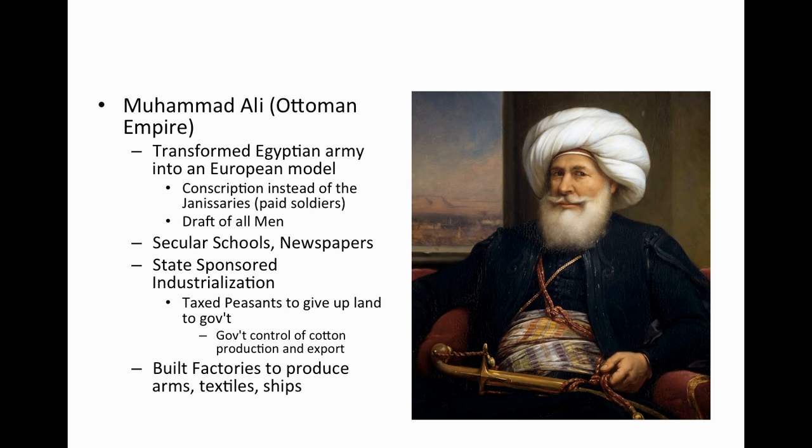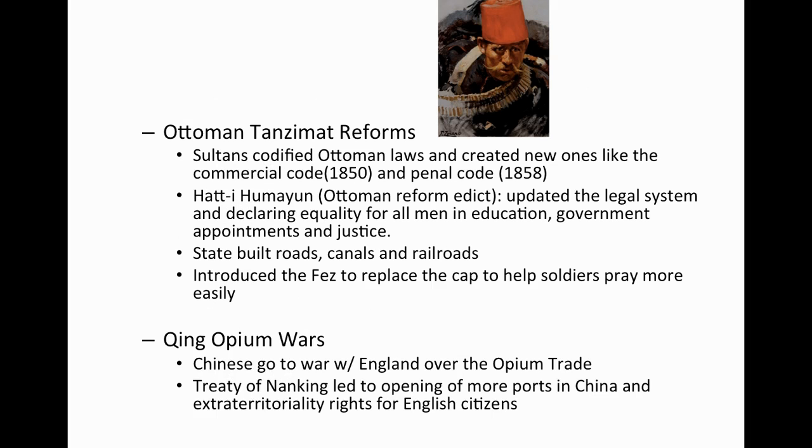And we're also going to see state-sponsored industrialization. He's going to build factories to produce military weapons and textiles. He's also going to undermine peasants. He's going to tax them so they give up their land to the government. And then that gave the government control of the cotton production and export of cotton. So definitely, peasants didn't really do well during this time. But overall, he's going to bring more Western industry to this region.